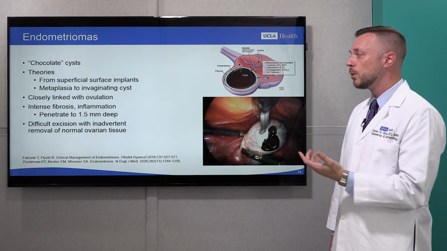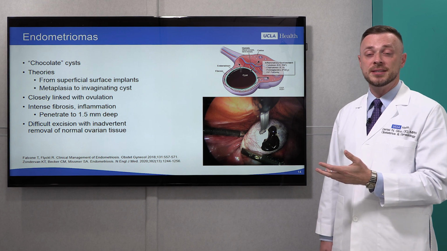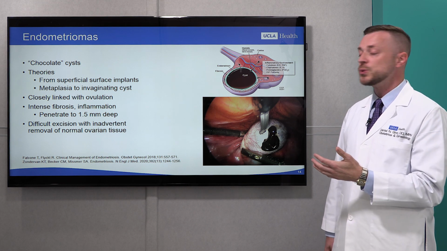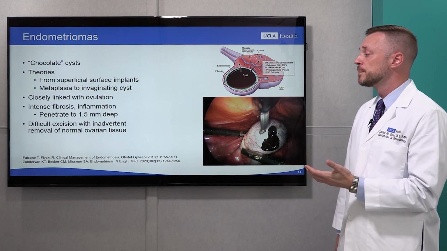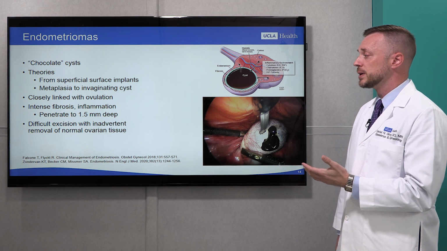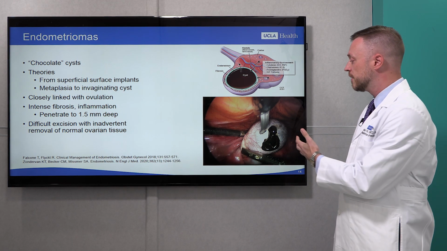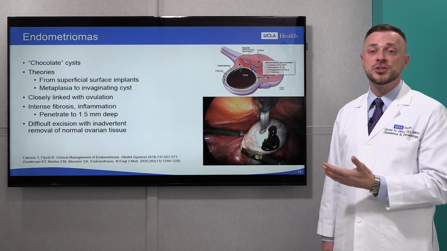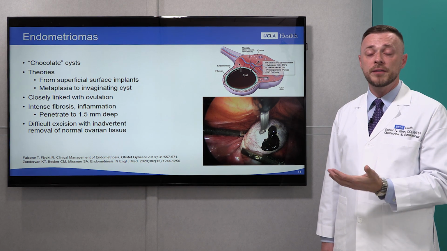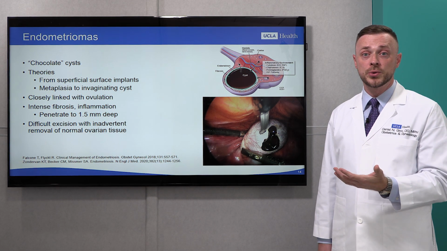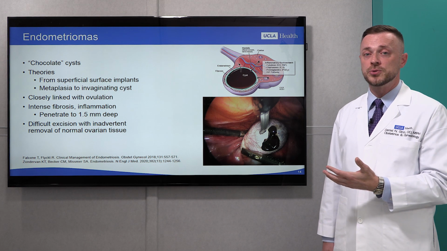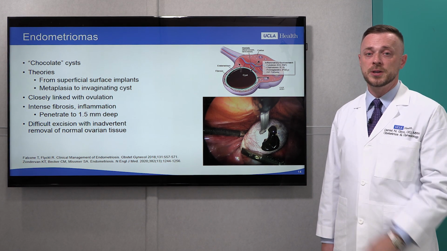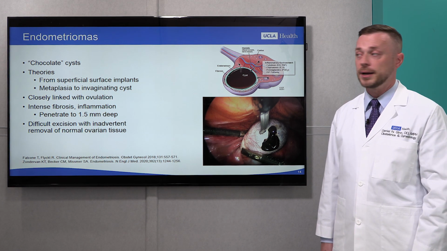In this case, we're talking about 1.5 millimeters, which doesn't sound like much, but when you're talking about tissue on a cellular level, that's very deep. These can sometimes be difficult to excise because removal of the cyst itself can actually damage the ovarian reserve. And so we often have to have a discussion about what our real goals are here and whether or not an endometrioma should be removed, especially if someone is dealing with infertility already.